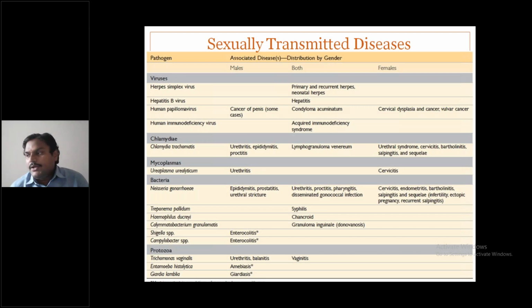Now we are moving on to the subject of sexually transmitted diseases. Let us see the list of the sexually transmitted diseases. We have a list of organisms, viruses, bacteria, and protozoa, which can cause sexually transmitted diseases. Let us see the viruses first. The herpes simplex virus causes primary and recurrent herpes and neonatal herpes.